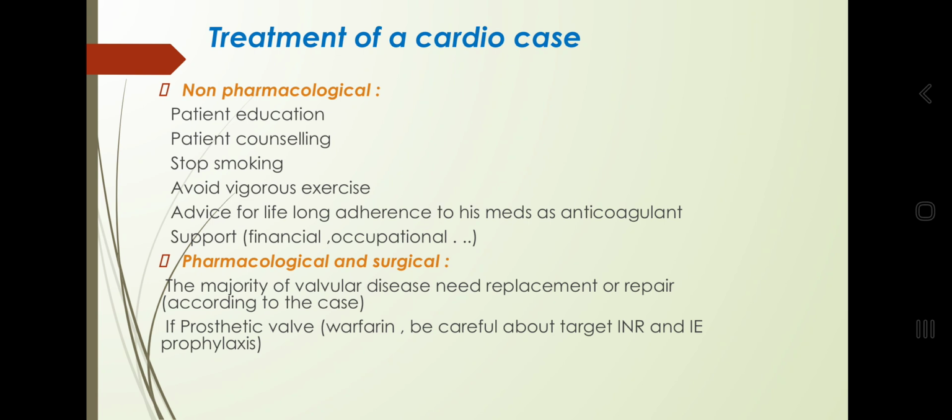Pharmacological and surgical: the majority of the cases you will face will be valvular heart disease. The mainstay of treatment is replacement. Either replacement or repair depends on some criteria. But you have to know that if symptomatic, the treatment is valve replacement. If prosthetic valve, the patient should be anticoagulated by warfarin, with advice for lifelong adherence to this, and also for the target INR. Be aware of the target INR. Aortic 2 to 3, mitral is more, so 2.5 to 3.5. If associated with AF, maybe up to 4.